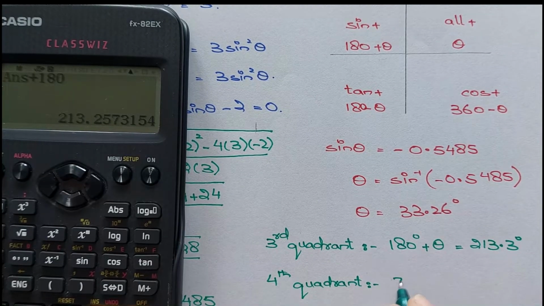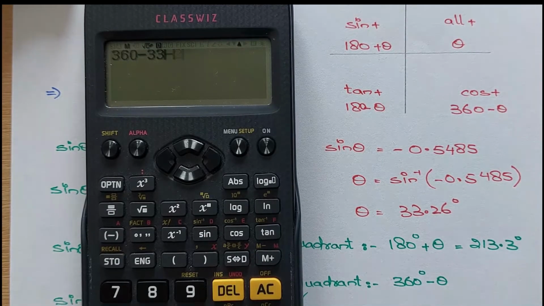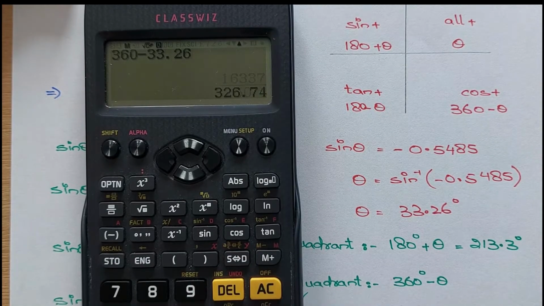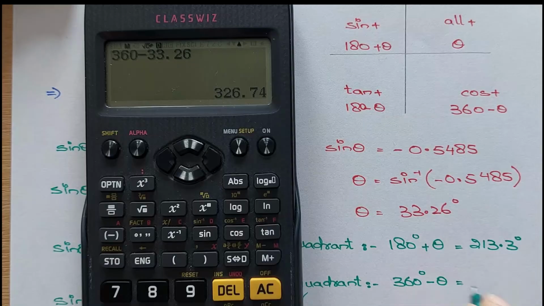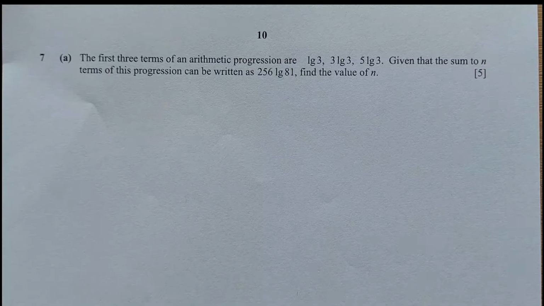That is 360 subtract theta, right? So 360 minus theta is 33.25. That is 326.74 or 326.7 degrees. So these are the two values for theta.